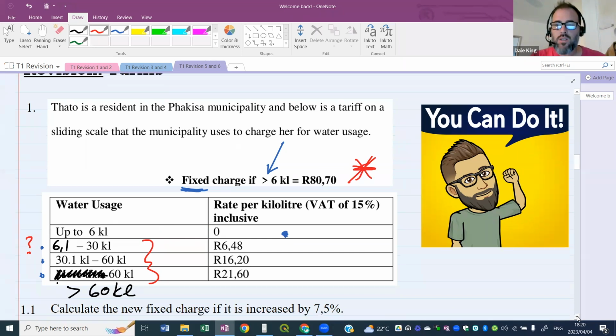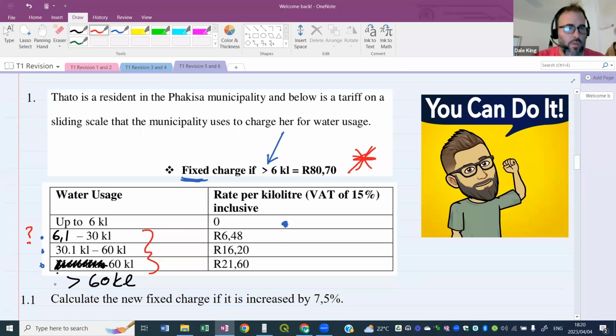Here's the first question. 1.1. Calculate the new fixed charge. Now, where is the fixed charge? That is this 80 rand 70. Calculate the new fixed charge if it is increased by 7.5%. You guys can do this, it's not too difficult. Go ahead and calculate that, and then we'll check it together. I'll give you about a minute or two.